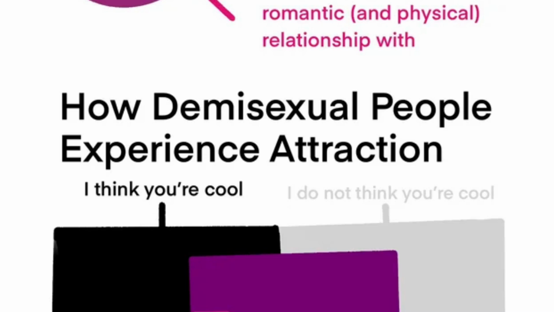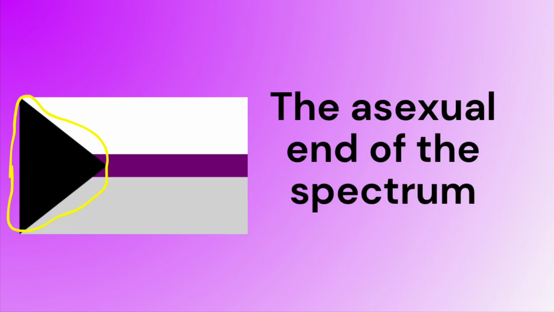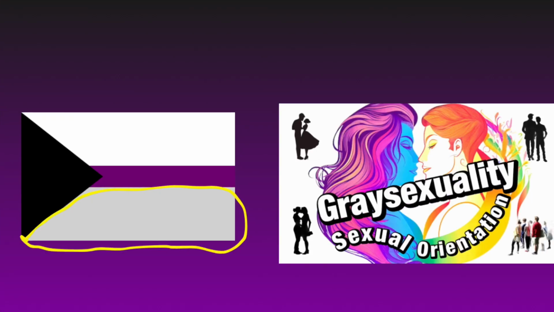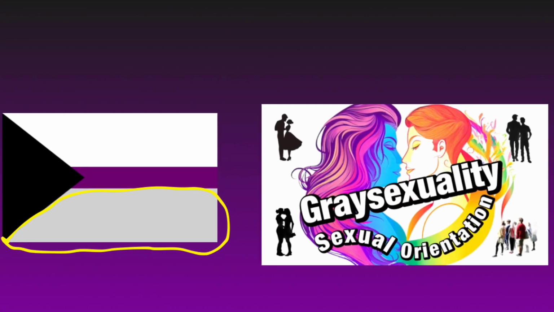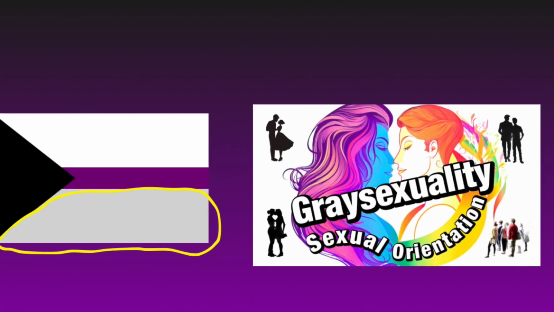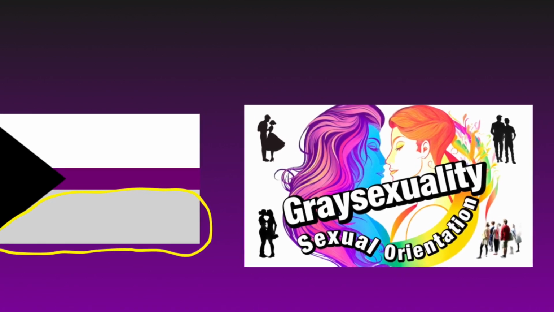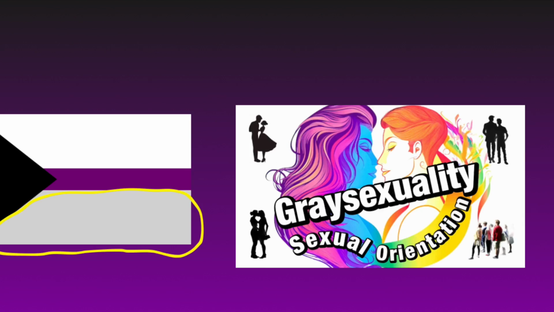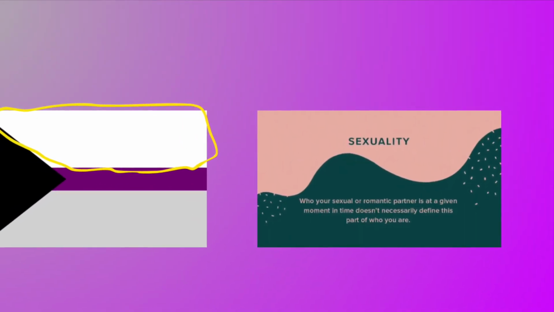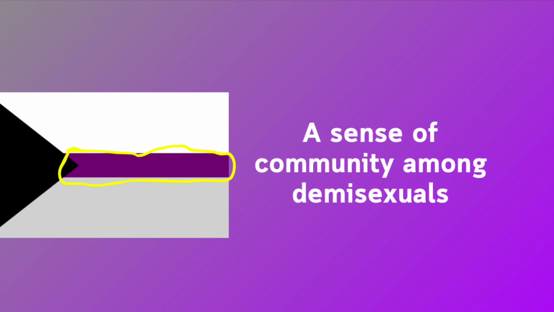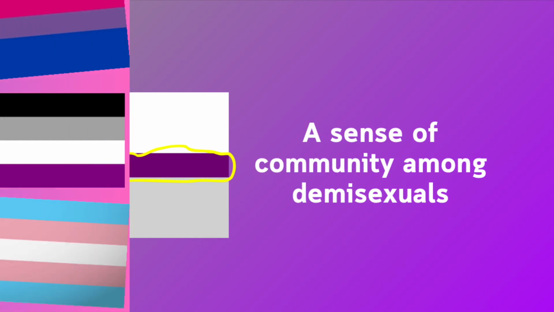As such a unique sexual orientation, of course it has its own pride flag. On the left side of the flag is a black chevron symbolizing asexuality. The gray bottom half of the flag represents gray asexuality, or the spectrum between asexuality and allosexuality on which demisexuals fall. The white top of the flag represents sexuality, and the purple stripe halfway down the flag represents community.